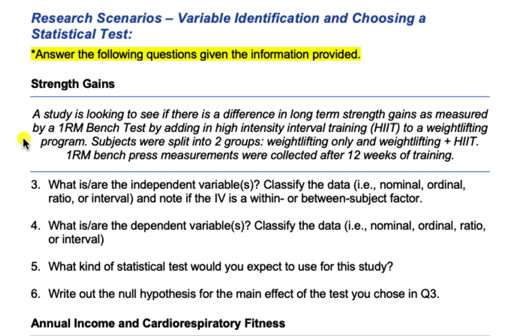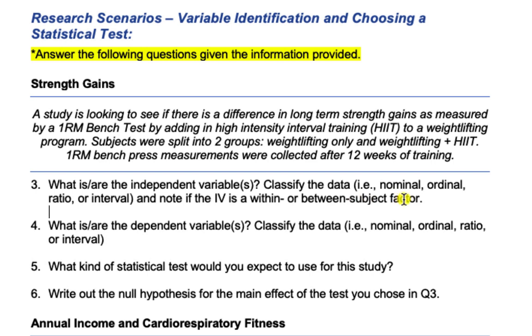Subjects were split into two groups, weightlifting only and weightlifting plus HIIT. 1RM bench press measurements were collected after 12 weeks of training. So, the first thing we're going to do is identify our independent variable, classify what type of data it would represent, and then note if it's a within or between subject factor.